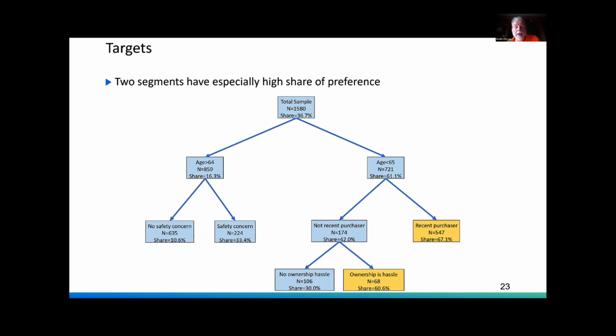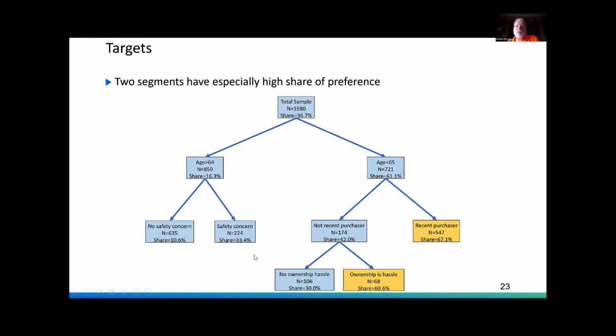Okay, so you can see here, we've identified groups of people that are differentially interested in our product by a factor of almost 7, right? So we got 67% over here on the far right. We've got 10% down here on the far left. Using just 4 variables: how old someone is, whether they purchased recently, whether they're concerned about safety, and whether they view ownership as being a hassle. So we've got one behavioral variable, recent purchase, a demographic variable, age, and 2 attitudinal variables.